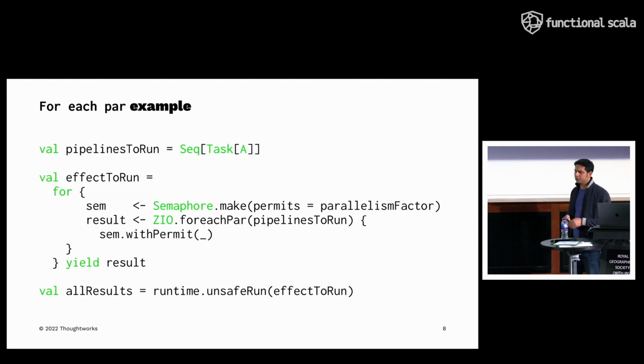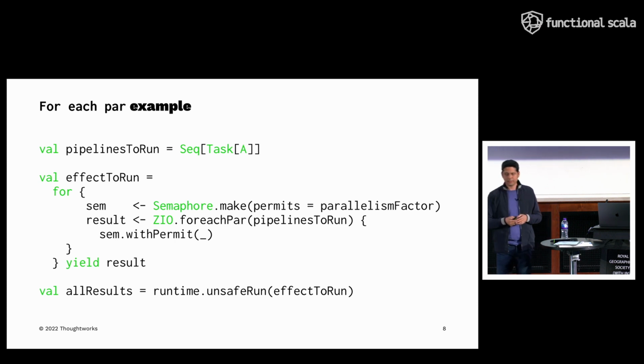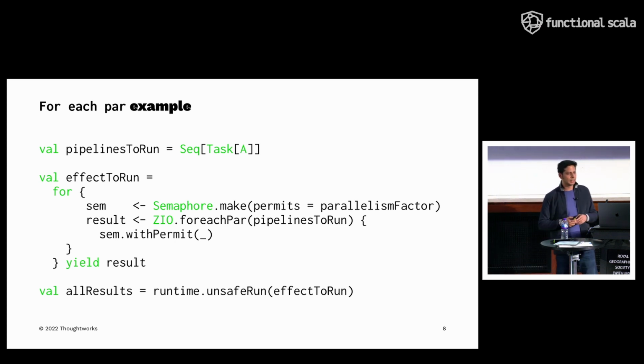So just to show quickly, examples of each, like some code snippets to explain these points. So this is a foreach par example, which basically shows you how you can run your transformations. So pipelines to run assume that they are a sequence of tasks of type A.